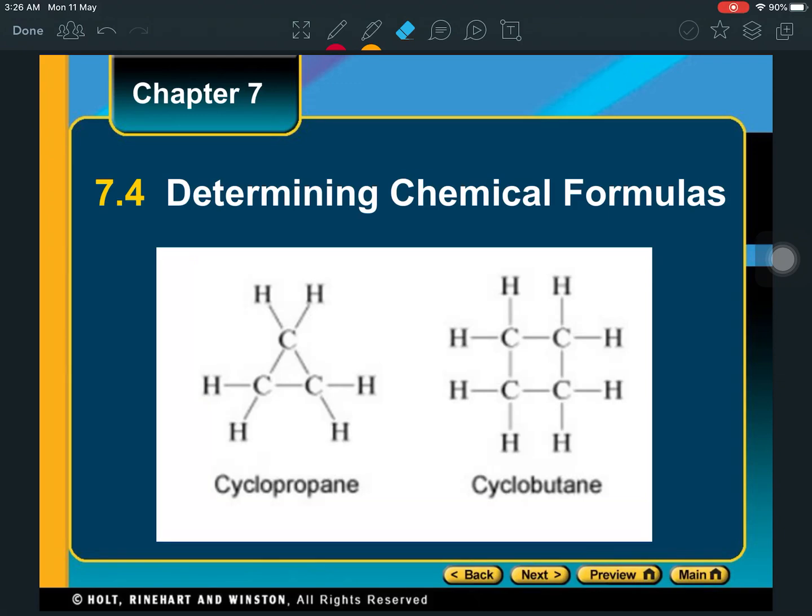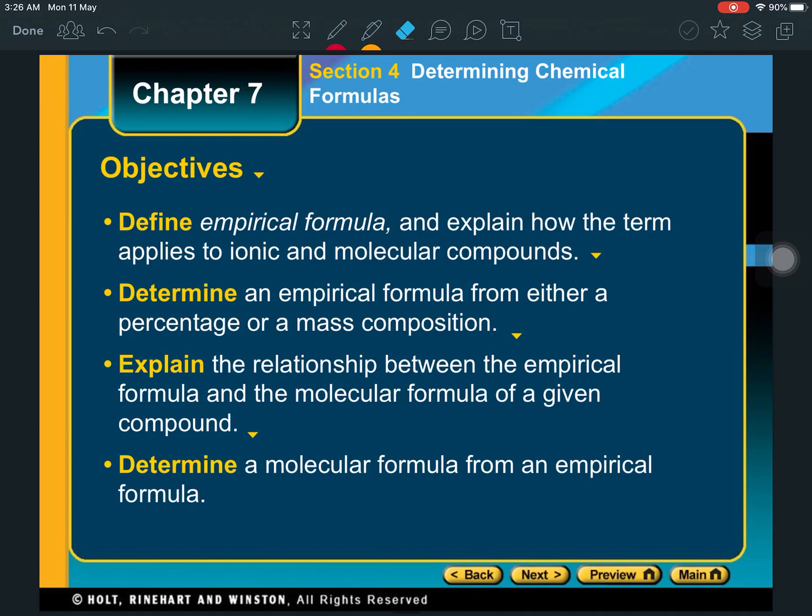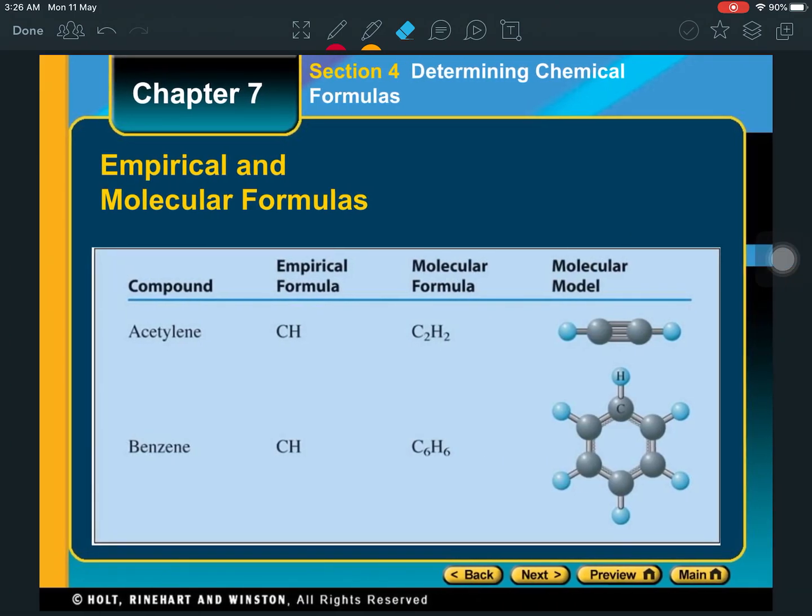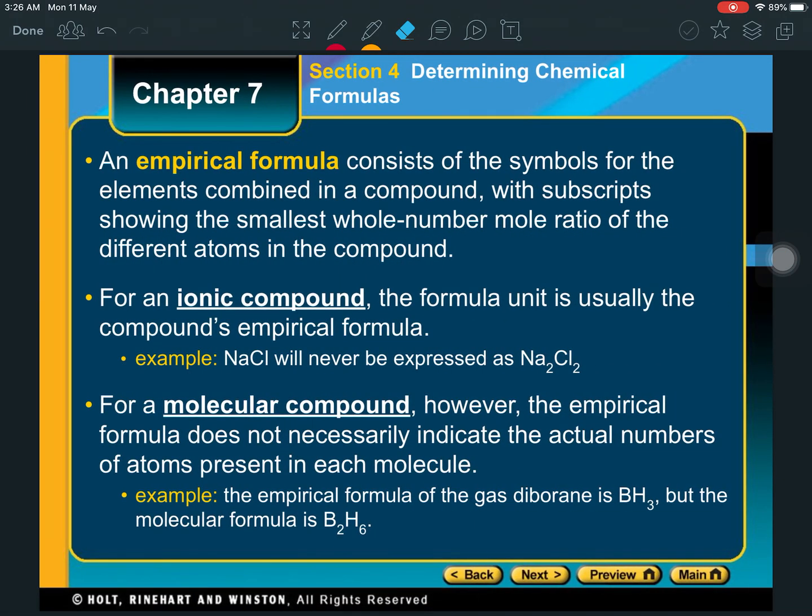Hey guys, so today we're going to be starting a new lesson, 7.4, for determining chemical formulas. So basically what we're going to be doing in this lesson is we're going to use our concept of moles and percentage composition and everything that we've already learned in order to determine the actual formulas of certain compounds, right? So the first thing we need to talk about are empirical versus molecular formulas, okay?